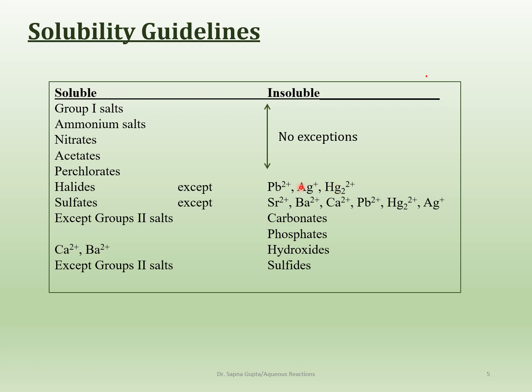So lead chloride, for example, is insoluble. Silver chloride is insoluble, or silver bromide, silver iodide. Any of those combinations are going to be insoluble. Same thing with sulfate. Okay, so sulfate, all are soluble except. So again, you have the lead, mercury, and silver, but you also have some of the group 2 now, okay, which is strontium, barium, and calcium.